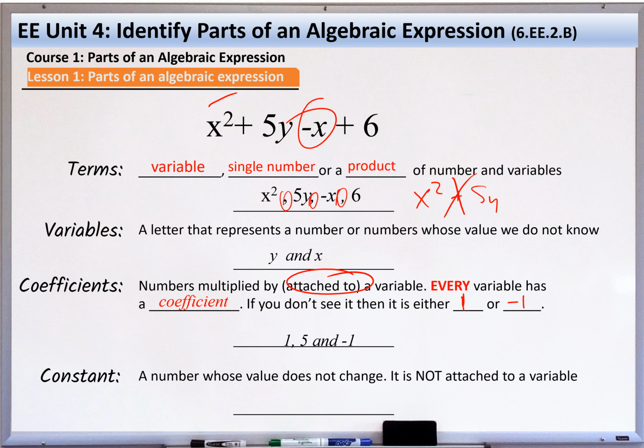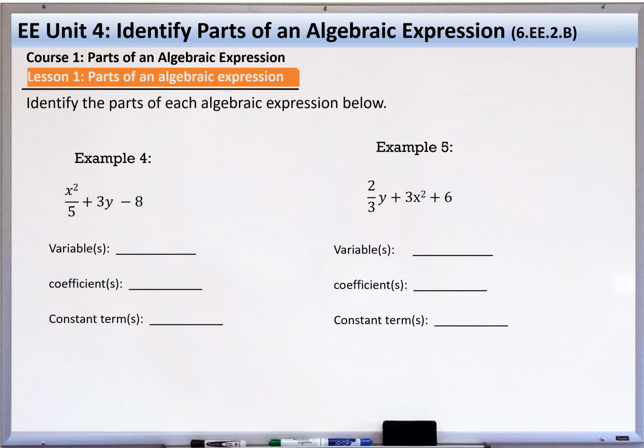And the constant, finally, is a number whose value does not change. And the constant is not attached to a variable. So 6 is a constant. 5 is not a constant. 5 is a coefficient because it's attached to a variable. Because you'll say 5 doesn't change. Well, it's attached to a variable. 6 is the constant. It doesn't change, and it's not attached to a variable. All right, so those are some definitions.